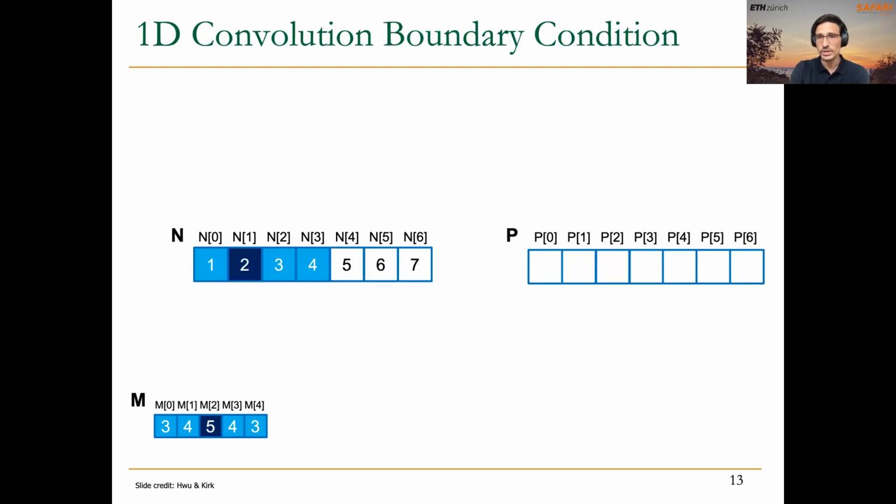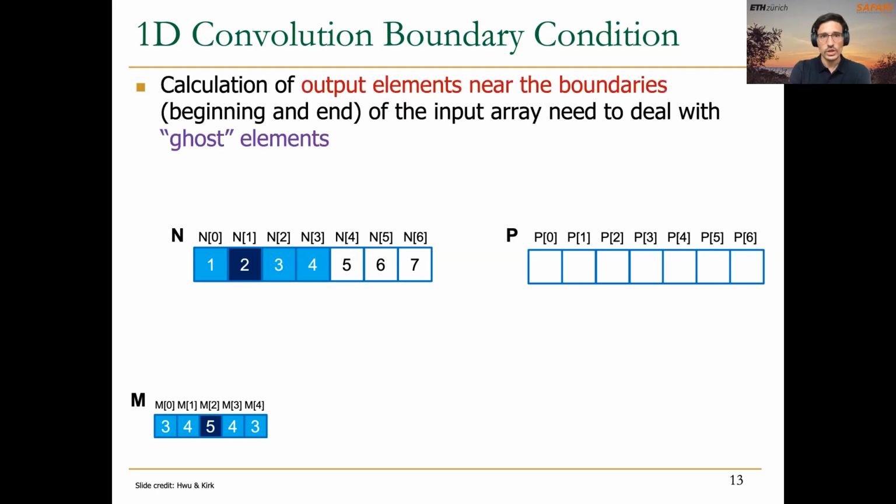But now what happens when we have to compute for an element that is near the boundary of the input array? In this case, for example, N1. Here we have to take care of boundary conditions. The calculation of all output elements near the boundaries, either at the beginning or at the end of the input array, needs to deal with ghost elements.